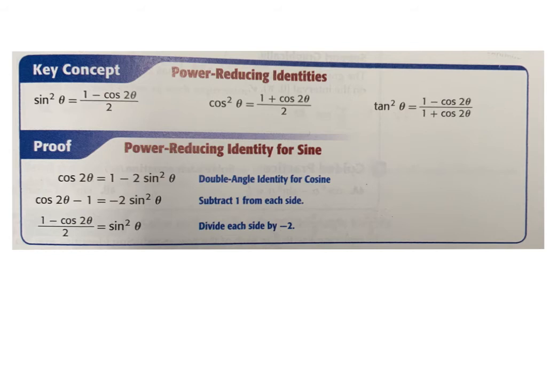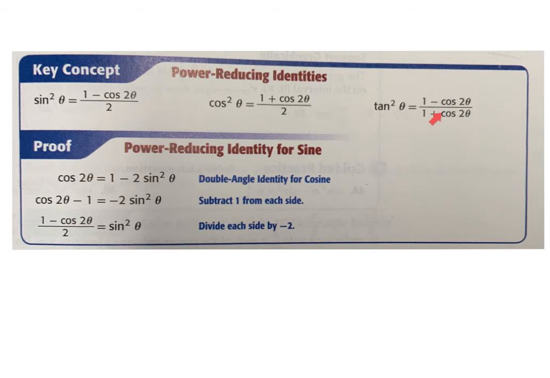And so sine squared is 1 minus cosine of 2 theta over 2. Cosine squared is 1 plus cosine of 2 theta over 2. And tangent squared, as you would imagine it to be, is basically sine over cosine because your 2's cancel. So tangent squared is 1 minus cosine of 2 theta over 1 plus cosine of 2 theta. If you were to put this sine over this cosine, your denominator would cancel and you would get this.